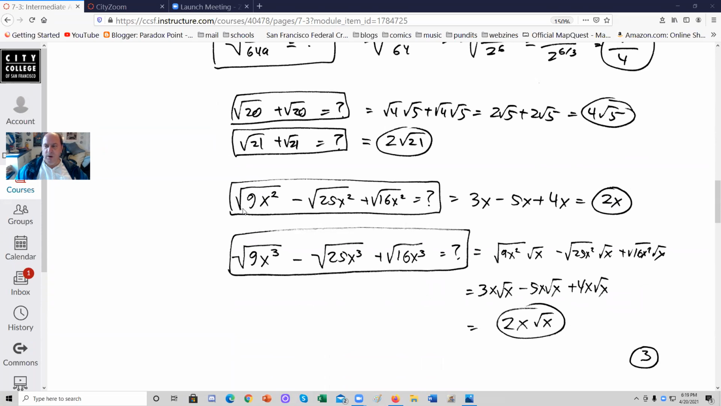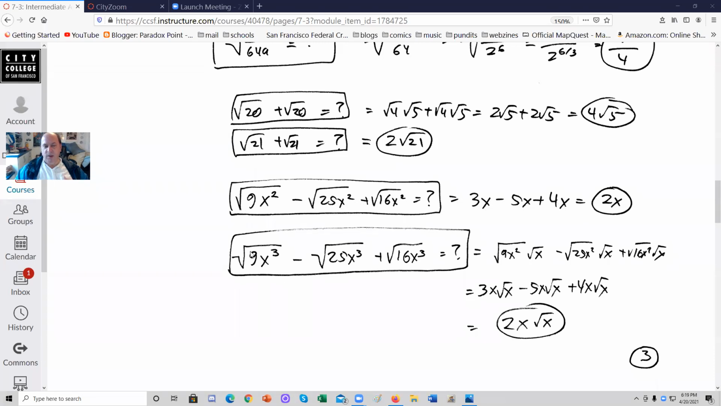We have the square root of 9x squared minus the square root of 25x squared plus the square root of 16x squared. Well, root 9x squared is 3x, minus root of 25x squared is 5x, plus root 16x squared is 4x. So 3 minus 5 plus 4 is 2x.